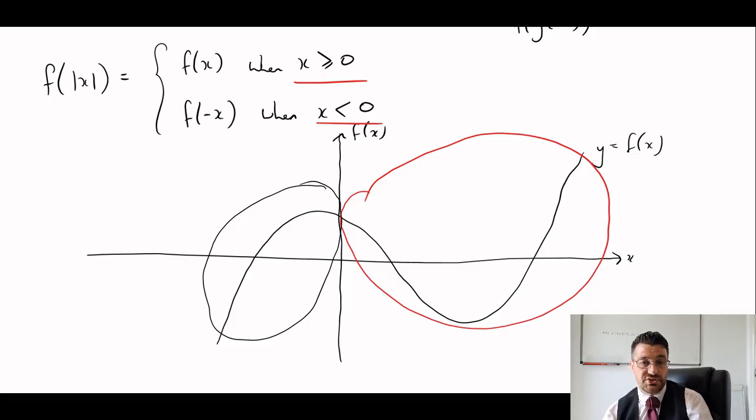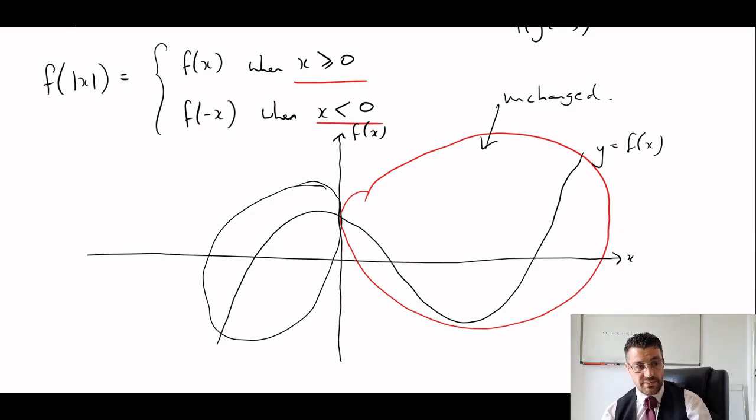So what does my definition of f of the modulus of x tell me? It tells me that when x is greater than or equal to 0, f of the modulus of x just evaluates as if it was the same function as f of x. In other words, all this bit is left unchanged. Okay? So I don't need to do anything with that. I just leave it alone.